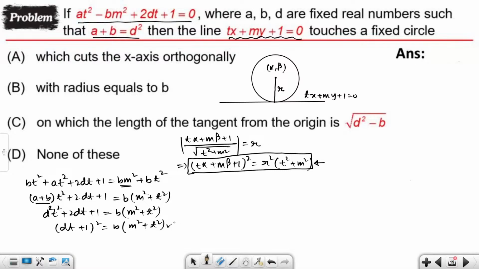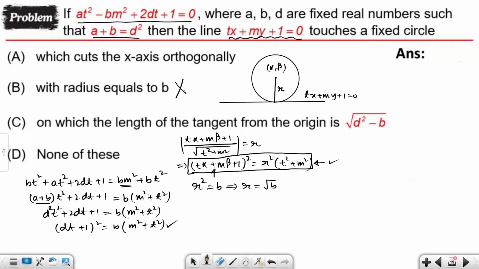Now, if I simply compare this and this, we are going to have your r square as b, which implies r is root b. That is, the radius of the given circle is root b. So I can easily see that this option is absolutely wrong, because here they have said the radius is b, but no, the radius is actually root b.